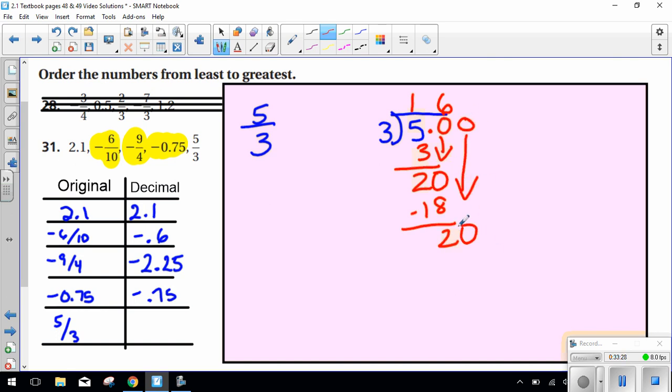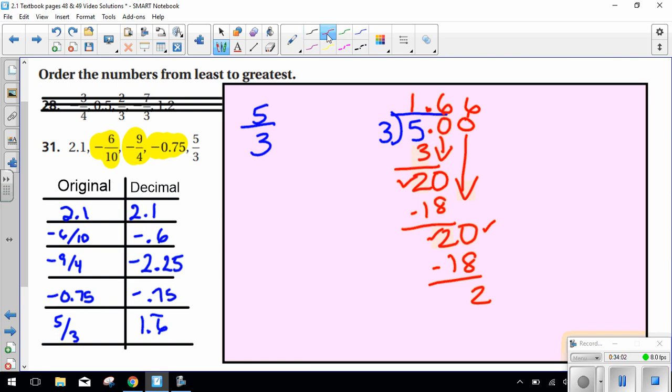Bring down. 3 goes into 20 6 times. 6 times 3 is 18. 2 left over. Can you guys see that I'm going to keep getting 2? Get 2 left over, bring down a 0. So this is going to keep repeating. Decimal goes straight up. And let's go back to blue here. I'm going to write 1.6 with a bar over it.